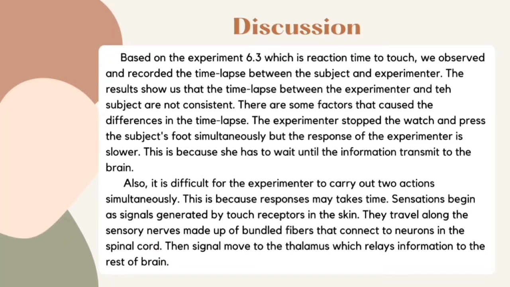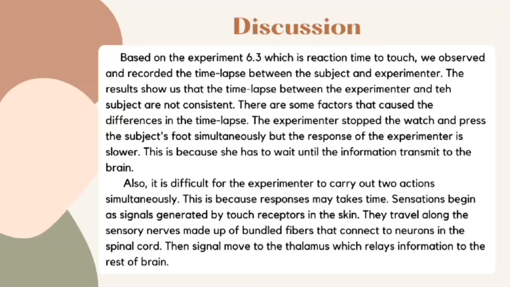For experiment 6.3, which is reaction time to touch, we observed and recorded the time lapse between the subject and the experimenter. The results show us that the time lapse between the experimenter and the subject is not consistent. There are some factors that cause the difference in time lapse. The experimenter stopped the watch and pressed the subject's foot simultaneously, but the response of the experimenter is slower.